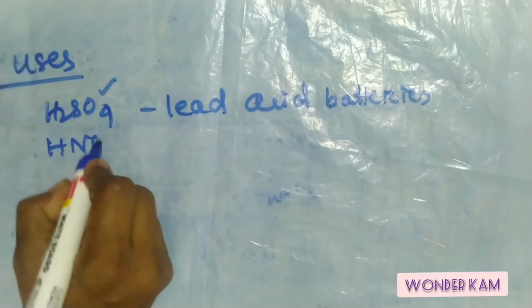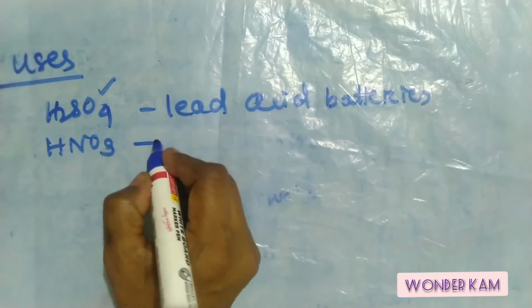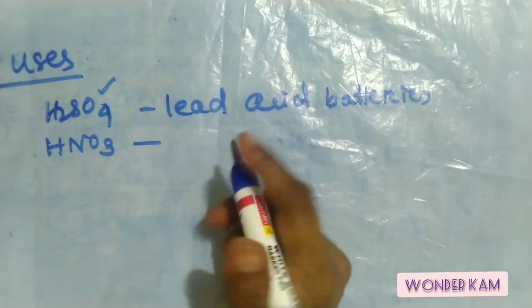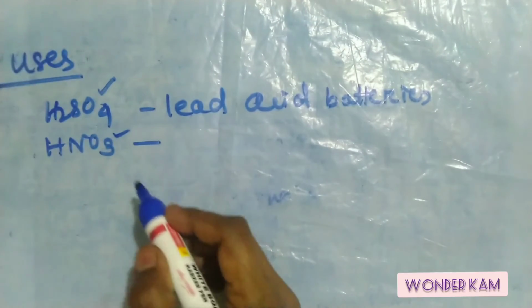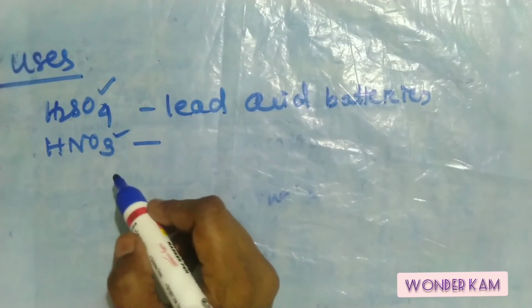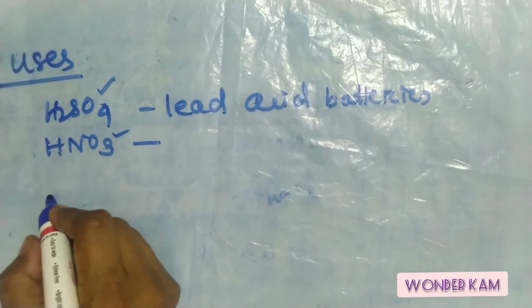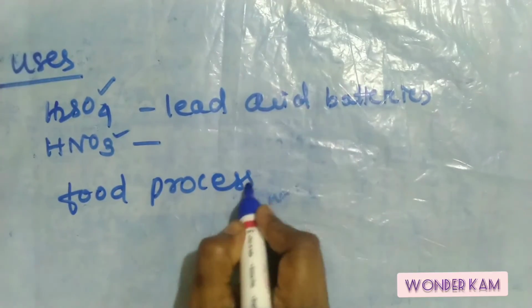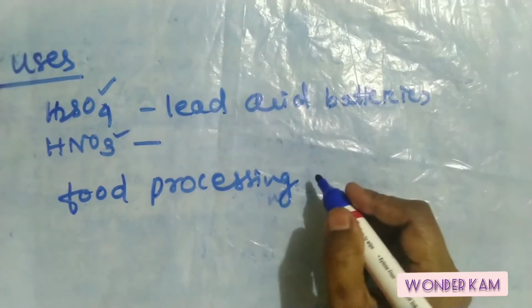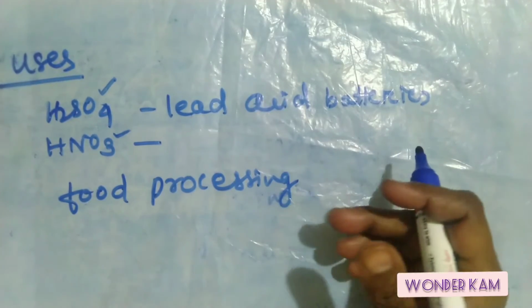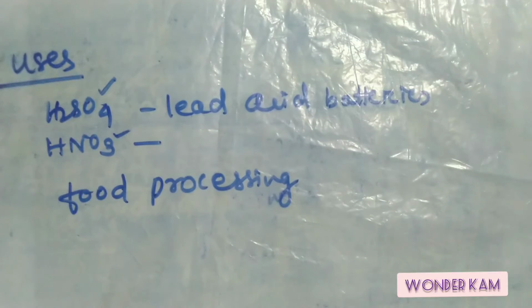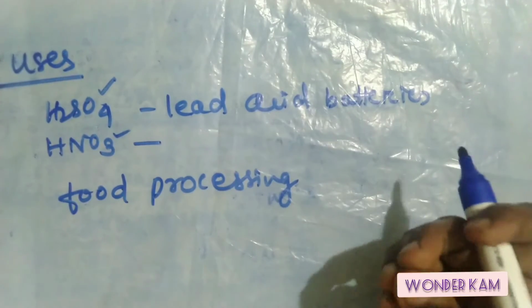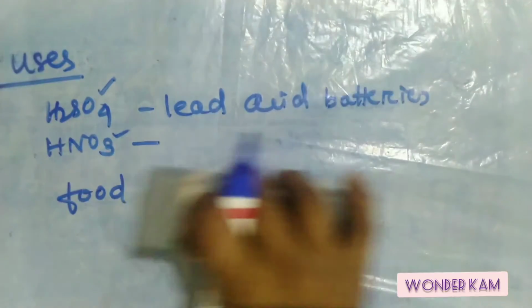And nitric acid is used for the production of nitrate fertilizers. Apart from these, organic acids are used in food processing, and also in pharmaceutical companies for the production of medicines. A very common example is vitamin C, which contains ascorbic acid, an organic acid. So these are the uses of acids.